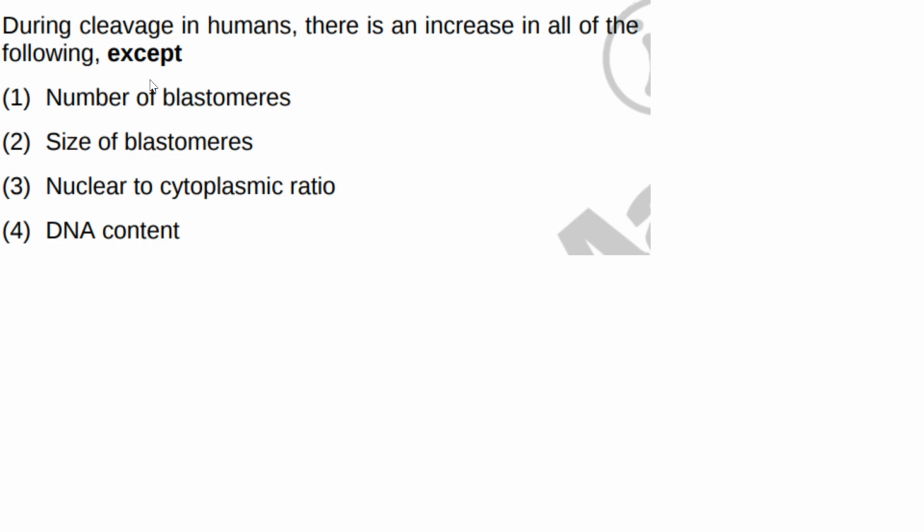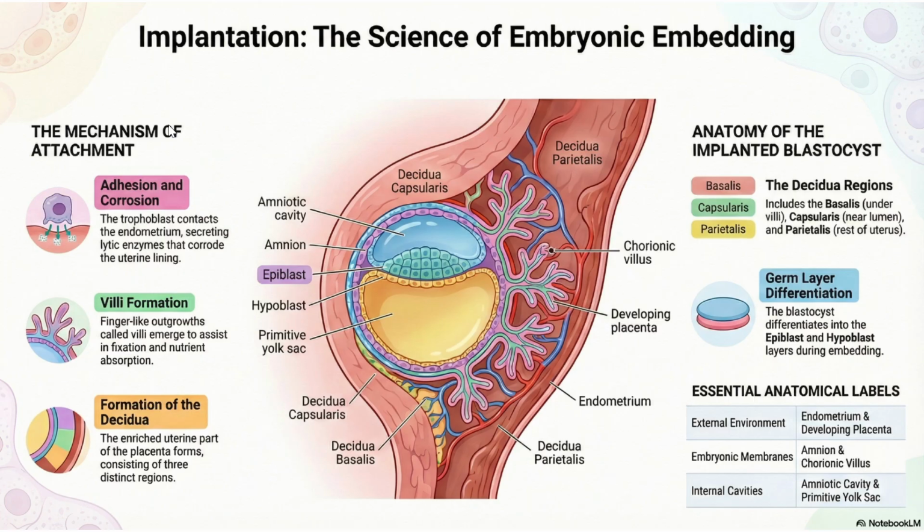So, cleavage division. Size of blastomeres. Yes, very good. The number of blastomeres will keep on increasing. Nuclear to cytoplasmic ratio will keep on increasing. DNA content will keep on increasing, but the size of the blastomere will keep on decreasing. Very good. Yes. So this is how questions will come. They will ask you to compare these, or compare morula and zygote. Only this kind of question comes in this topic.